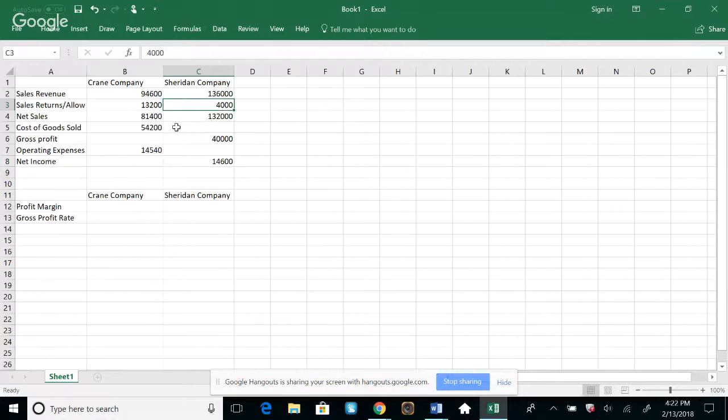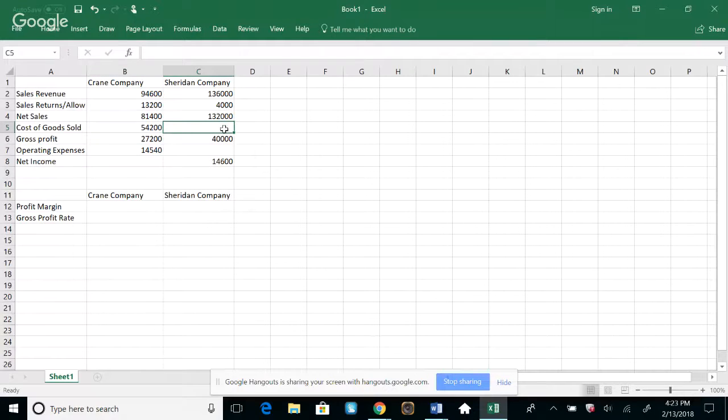The next part is asking us to solve for gross profit and cost of goods sold. What we need to know for that is that gross profit equals net sales minus cost of goods sold. To solve for gross profit for Crane Company, all we're going to do is take net sales of 81,400 and subtract cost of goods sold, the 54,200, and that will give us our gross profit of 27,200.